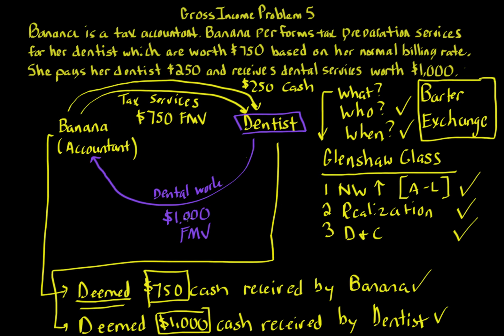That really helped. The other thing that's really important is you don't just look at banana and ask, does banana include $1,000 because that's what banana is getting in services? No, you look at what types of services banana is performing. Banana is performing $750, and what if the dentist had to pay for that with cash? Banana would only have $750, not $1,000. So that's how you really think about this reasoning. This should help you whenever you have a barter exchange.